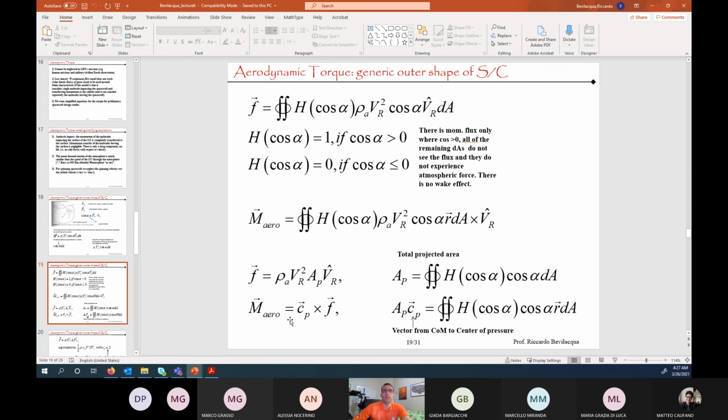And likewise, we can take the expression that I'm giving here for the aerodynamic torque and write it as a central pressure vector that is crossing the force itself. And so in order to make it work that way, you introduce the expression projected area times CP as this integral. So it's the same integral as the one above, but now there's a vector, there's a position vector. So it's almost like computing a center of mass, but the masses are not the weights here. The weights are this H cosine of alpha times cosine of alpha, and in the A, and so it's basically the dimension of a central pressure. That's how we define central pressure. So those are the two expressions that you will find.